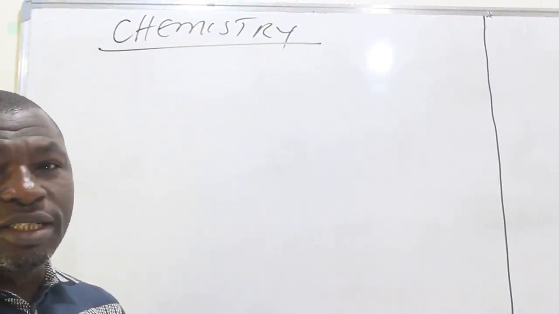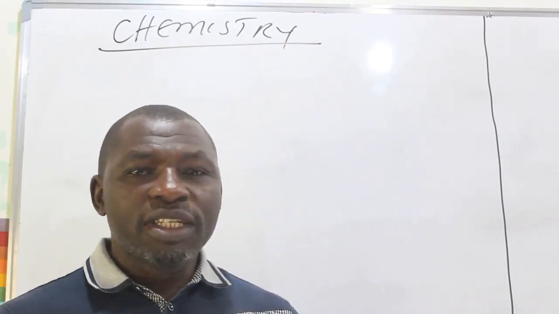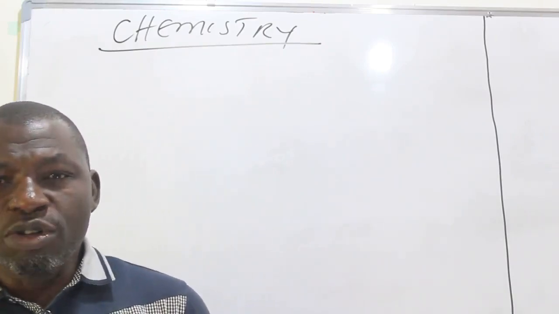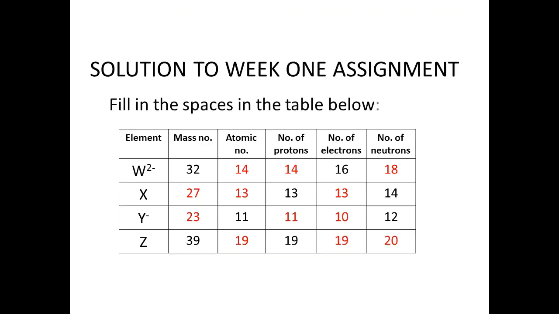Last week we discussed atomic structure, and before we left I gave you an assignment to do. Now let's take a look at the solution to last week's assignment. This is the solution to last week's assignment. The writings in red are the answers to the blank spaces you were asked to fill in. Let's go through it, and if there's any correction, take note of the correction.